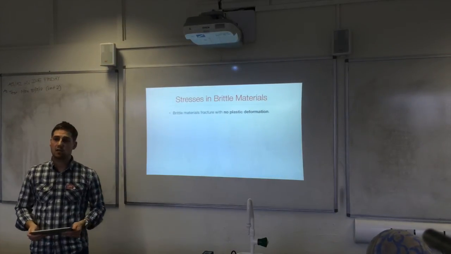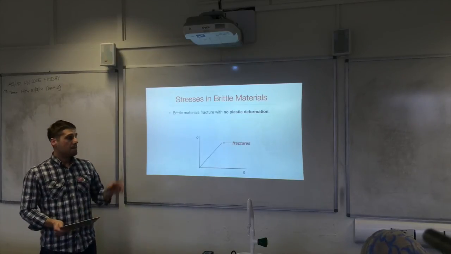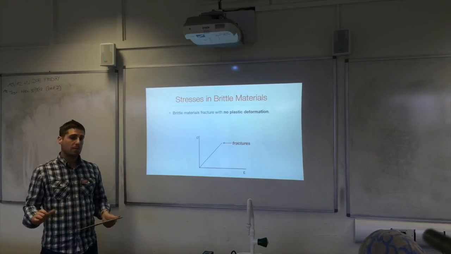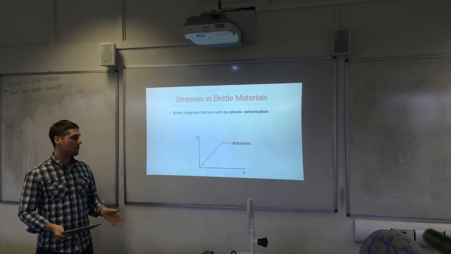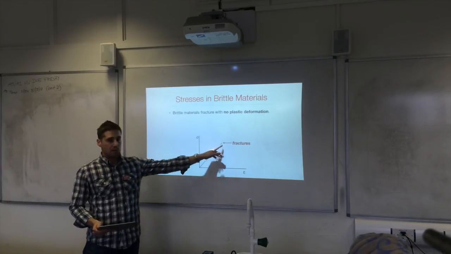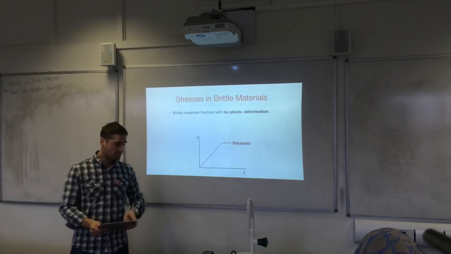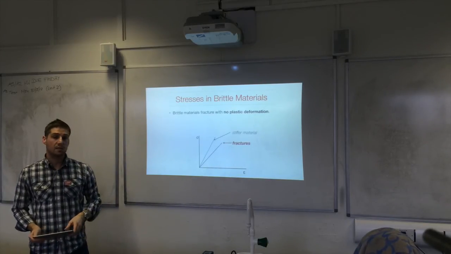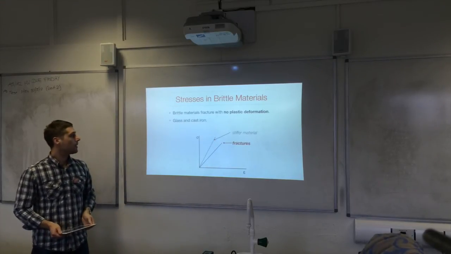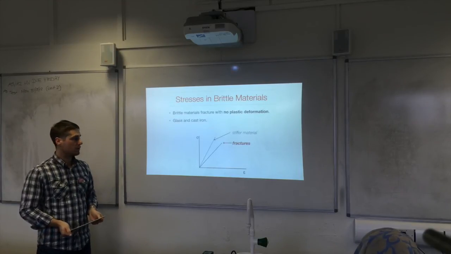Alright, so let's look at graphs for brittle materials. These materials are defined as fracturing with zero plastic deformation. They do not deform plastically. So that's a brittle material, just a straight line portion, and then this is where it fractures. This is a stiffer brittle material, again fracturing there. Glass and cast iron are examples of brittle materials.